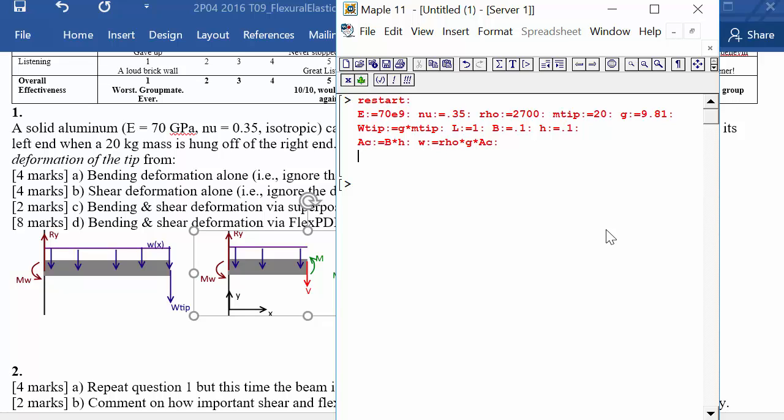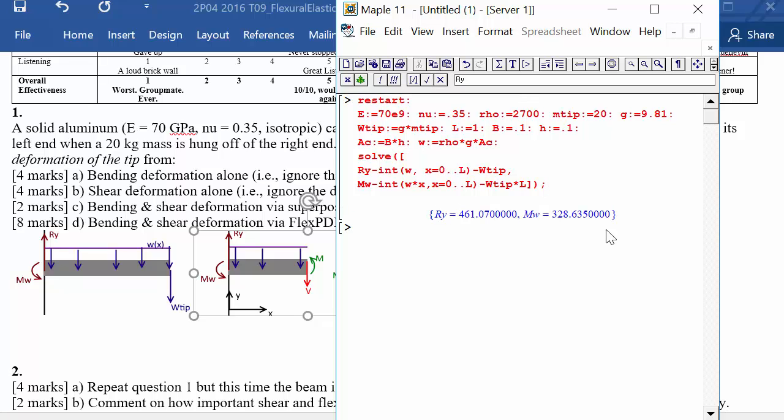Now, once we have that, we can say what the reaction at the wall is. So we have Ry. Maybe we'll use a solve just like we used to here. So we're going to solve Ry minus the integral of W, x from 0 to L, minus W tip is equal to 0. And we're going to solve, let's add the moments in the counterclockwise direction. So we got MW minus the integral of W times x from 0 to L, minus W tip times L. So there we go.